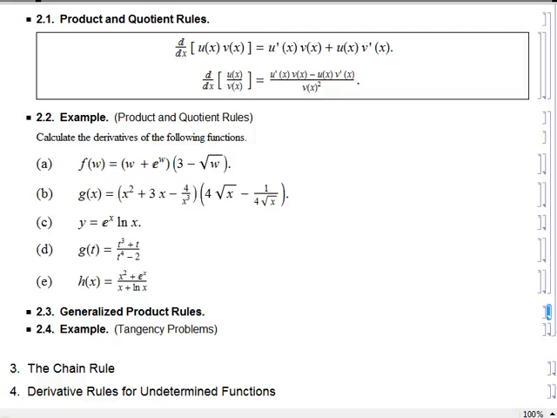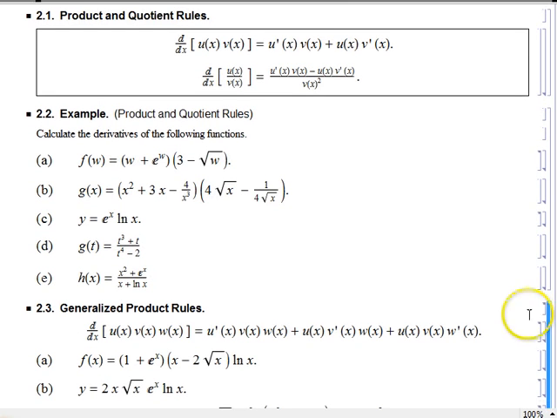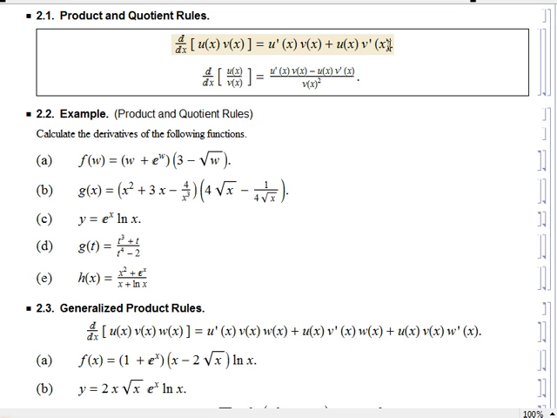Let's continue. Let's talk about the generalized product rules this time. This one applies when we have 3 or more functions multiplied together. And this is for the 3-function case, u, v, w. And please note that this rule is a direct extension of the standard product rule.